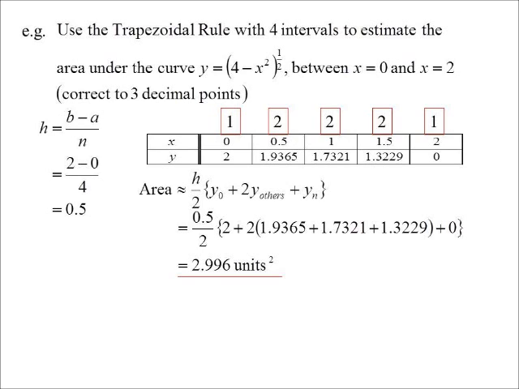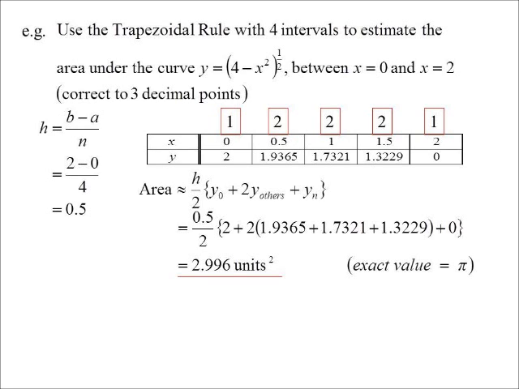2.996. Now, I said we could work out this exactly because we know it's a semicircle. In fact, it's a quarter of a circle if you think about it, because we're only going from 0 to 2. So the exact value actually turns out to be pi. A quarter of pi r squared, the radius in this case being 2, so a quarter of 4 pi.